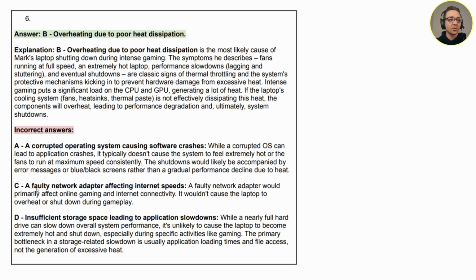The other one, which was a faulty network adapter, that's about internet speeds. It's not going to cause shutdown. D, insufficient storage space leading to application slowdown. You might get application slowdown, but you're not going to get shut down. It's not going to shut down as a result of that. So the only one that really made sense was overheating there.